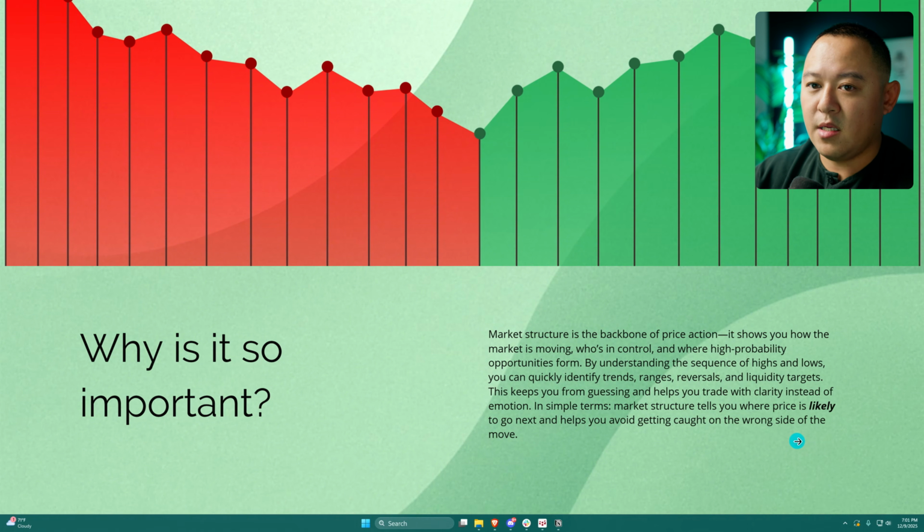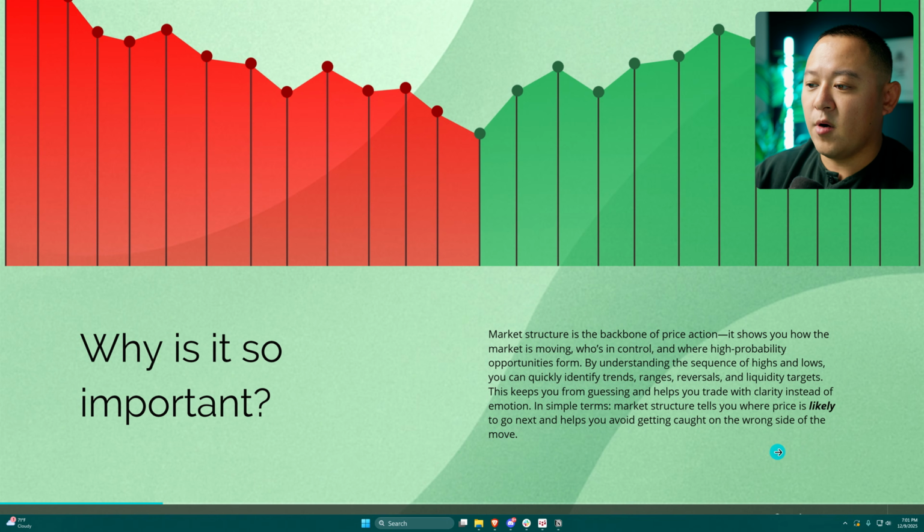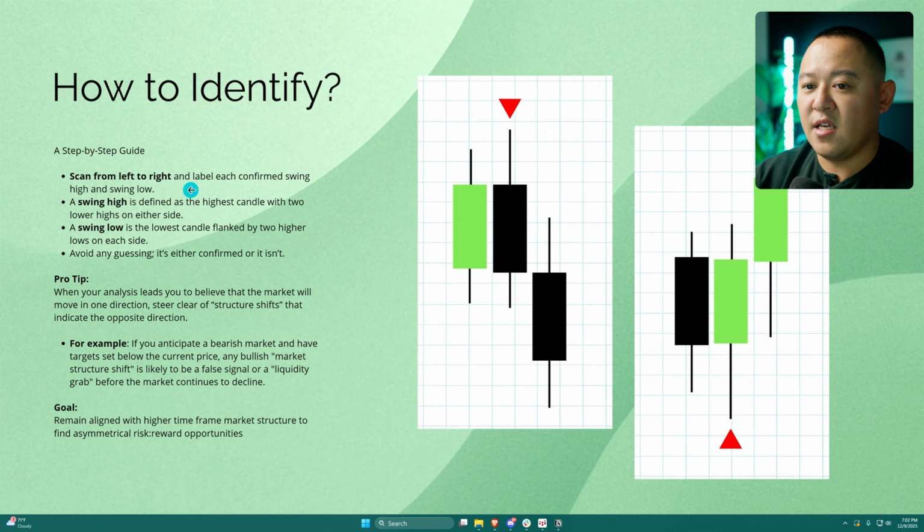So again, likely does not mean that this is a guarantee. We're just trying to make an informed decision and spot high probability opportunities in the market. So if the market is continuously making higher lows and higher highs, there is a high probability that the market will continue to make higher lows and higher highs. So how do we identify market structure? And here's a step-by-step guide.